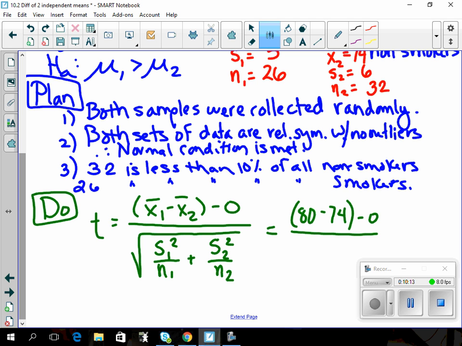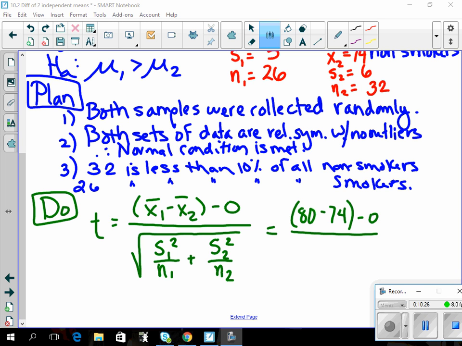Double check your formula sheet. The formula sheet tends to write them a little bit differently. I'm not sure if it writes it exactly like this. A little bit, it just uses a different letter. That's okay. All right, so we're just going to plug in the numbers. So I got 5 squared over 26 plus 6 squared over 32.